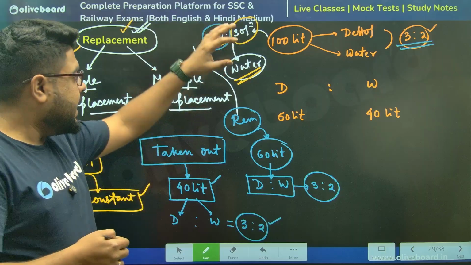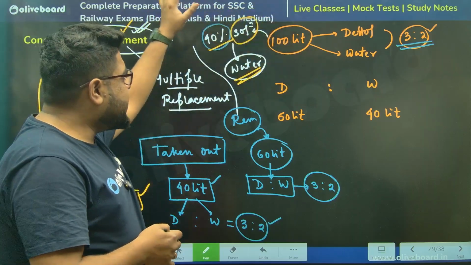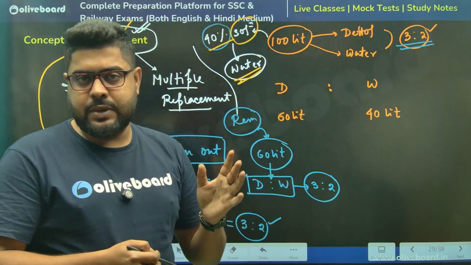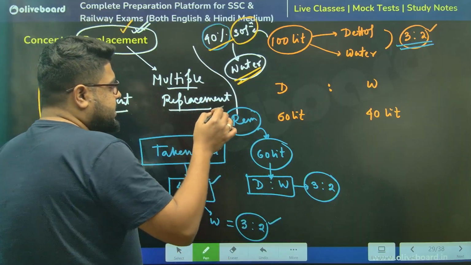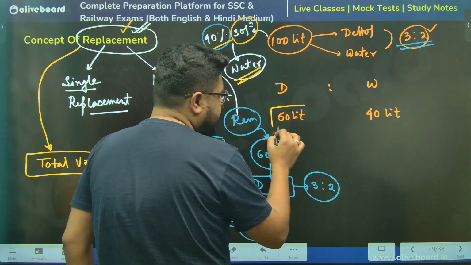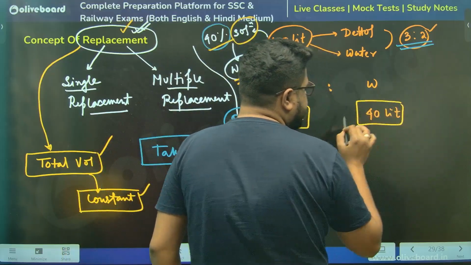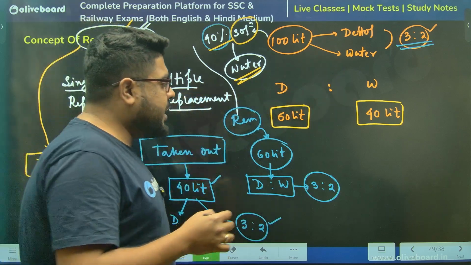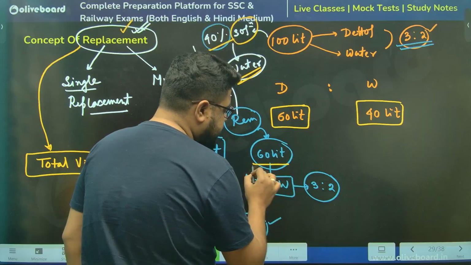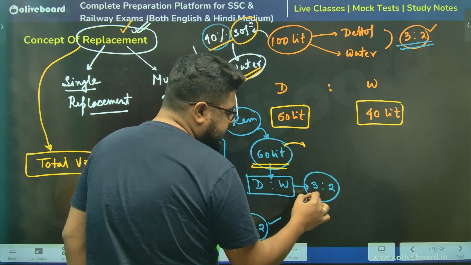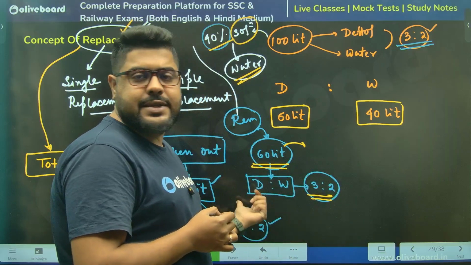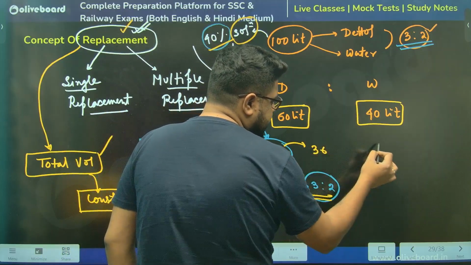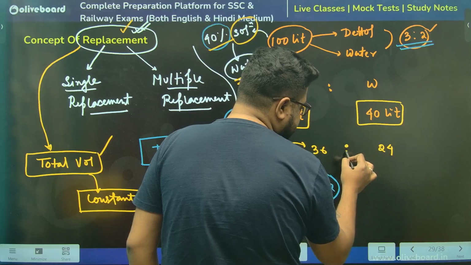Now, sir, let's solve this question. What will be the ratio of Dettol and water after this process is done? Let's see. We do not have 60 and 40, we do not have 100 liters of solution. We only have 60 liters left. If I divide this in 3:2, so 5 parts, 1 part is 12. So 36 liters of Dettol is there and 24 liters of water is there.